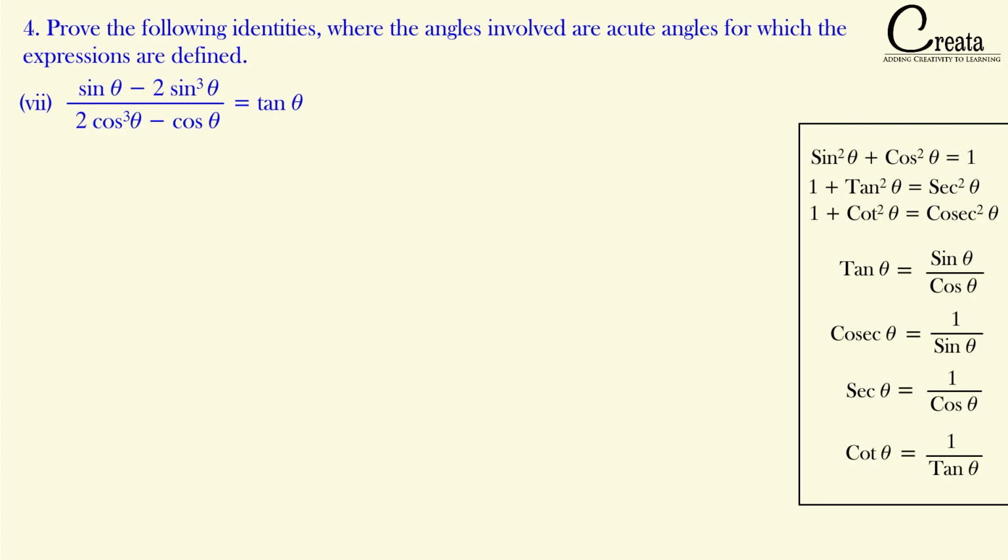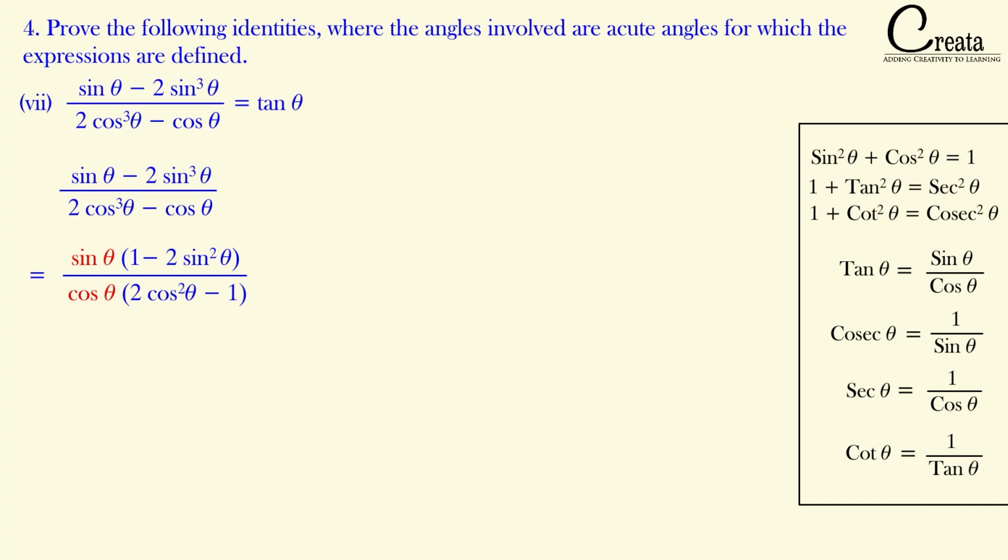Here sin theta minus 2 sin cube theta upon 2 cos cube theta minus cos theta is equal to tan theta. Let's take the left hand side first. In the numerator we are having the terms like sin theta, and in the denominator we are having cos theta. We can take sin theta as common from the numerator and cos theta as common from the denominator. Let's do so. In the numerator, after taking sin theta as common, we got 1 minus 2 sin square theta. And in the denominator, after taking cos theta as common, we got 2 cos square theta minus 1.